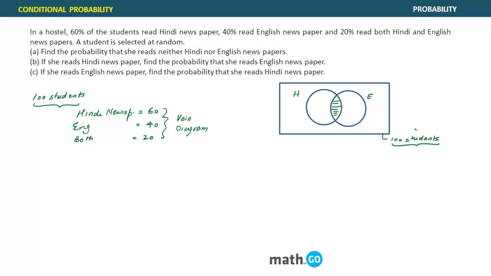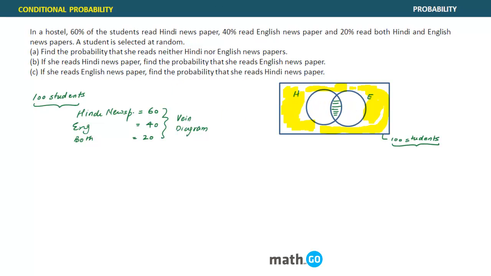It says find the probability that a student selected at random reads neither Hindi nor English newspaper. So we need to find this particular outside region. Can you understand that what we are asked to find is this outside region, which falls outside all this region, because this region does not read a newspaper at all, right?